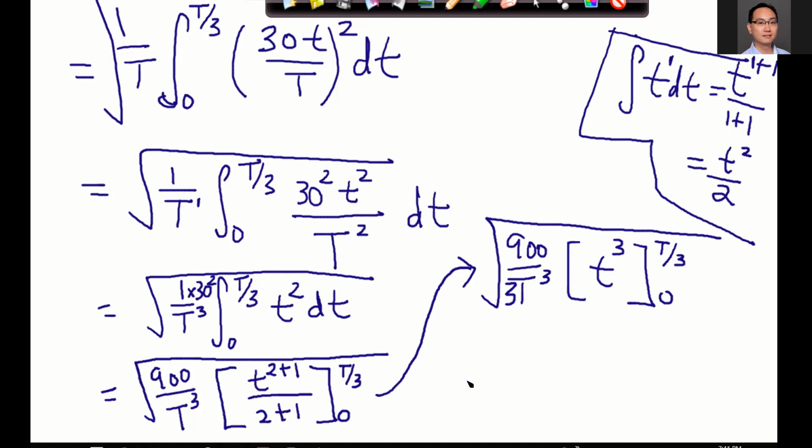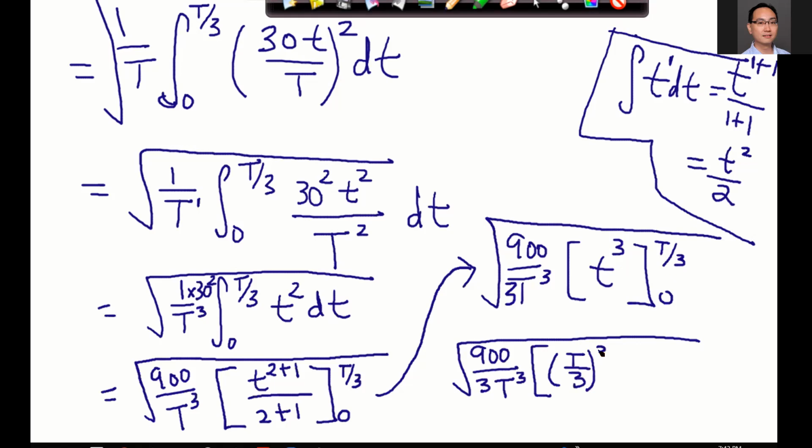Okay, and then finally, I'm almost done already. Actually, you can straight away divide it. If you do it fast, 900 divided by 3, you can straight away do the division or cancellation. Then you substitute the limits inside, because this is t to the power of cube. I'm going to substitute the t with t over 3. Substitute here inside here, t over 3 cubed. Now 0, anything with it is 0.